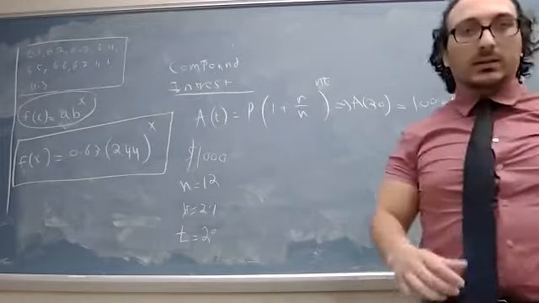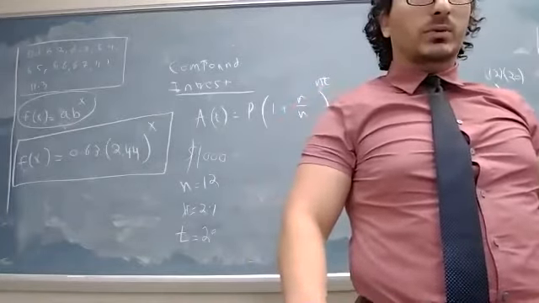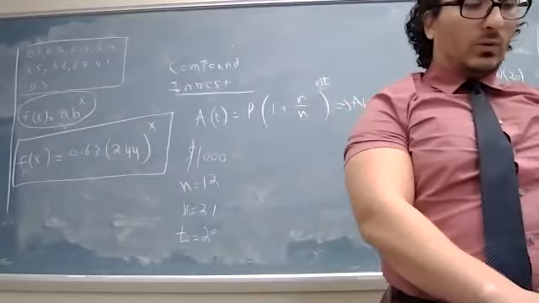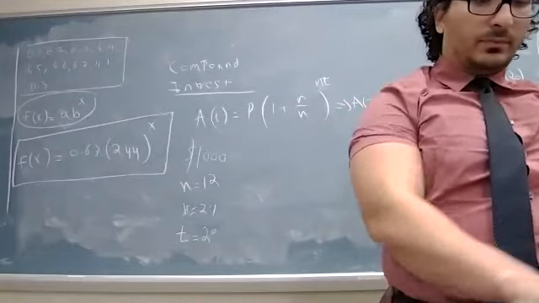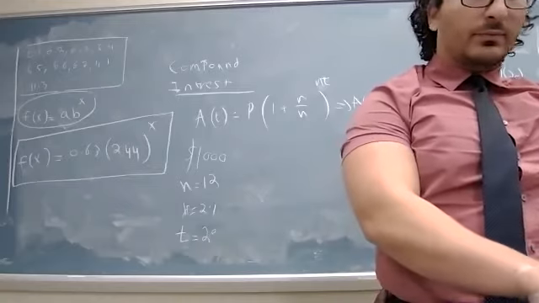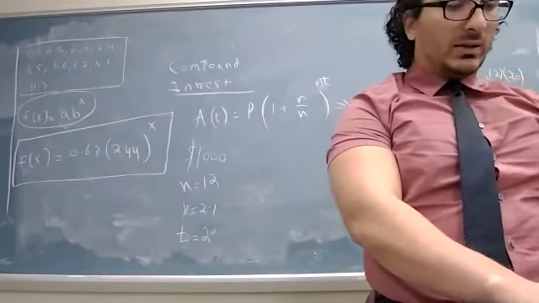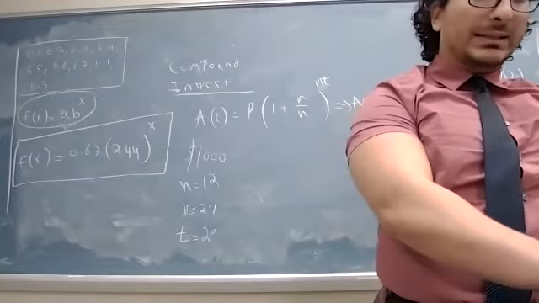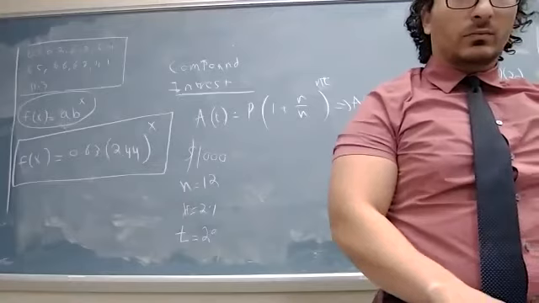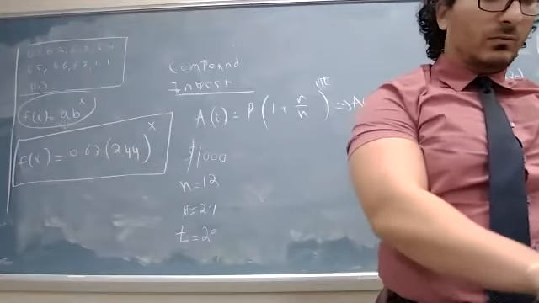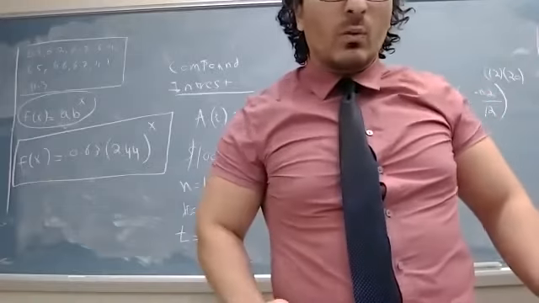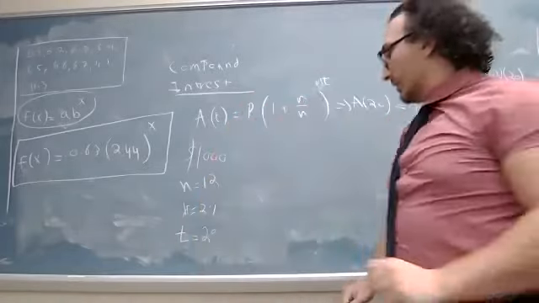Let's see what this gives us when we compute this. 1,000 times 1 plus 0.02 divided by 12, everything raised to the power of 20 times 12. That gives $1,491.